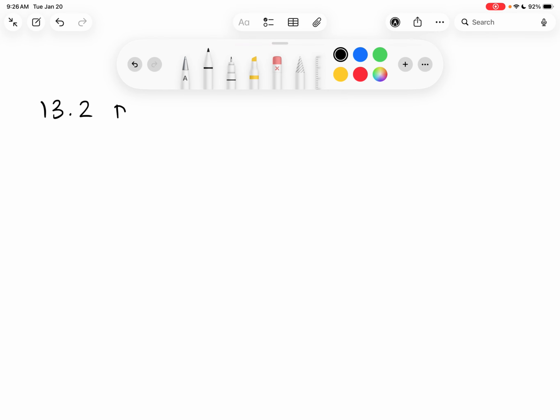Okay, 13.2, define general angles and use radian measure. Oh, I forget. I don't. And I need to restock my money.